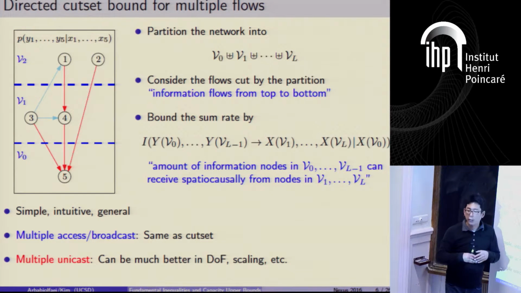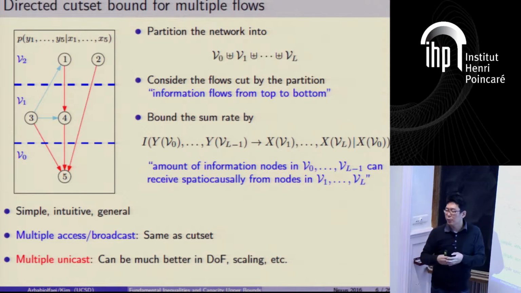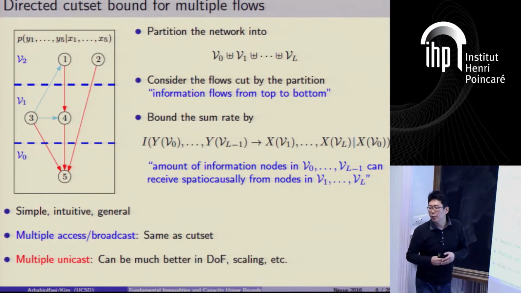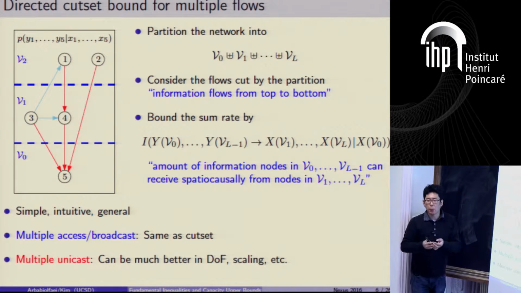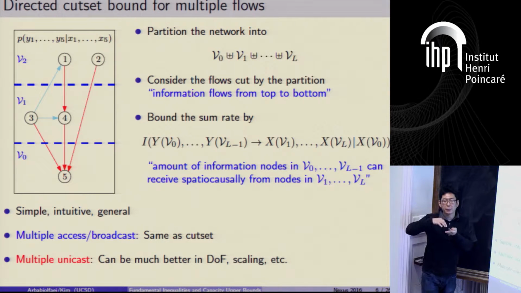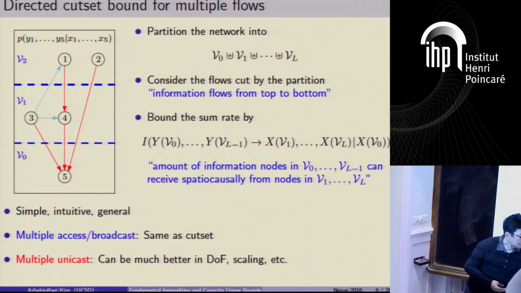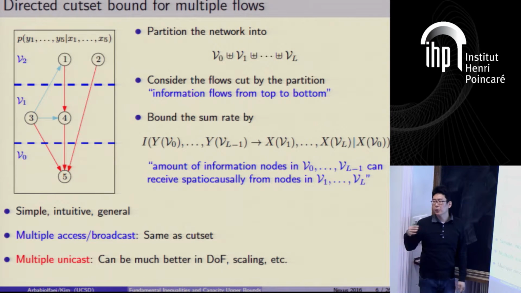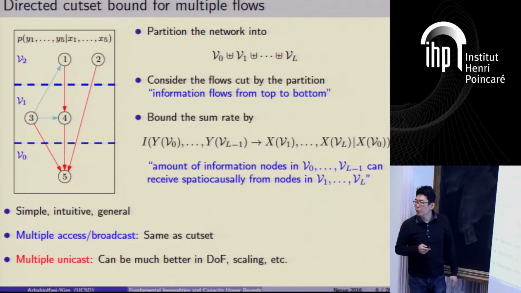If you look at the high signal-to-noise ratio Gaussian networks, then it actually achieves better degrees of freedom. When you talk about network scaling law, where you increase the number of nodes in the network and try to see how the capacity scales, then again, we have an example with way better, say, log n to n improvement in scaling law. So this is, in my opinion, one of the fundamental results in network information theory.